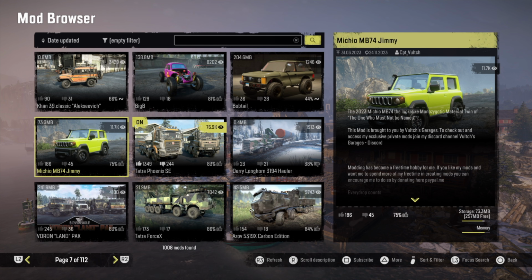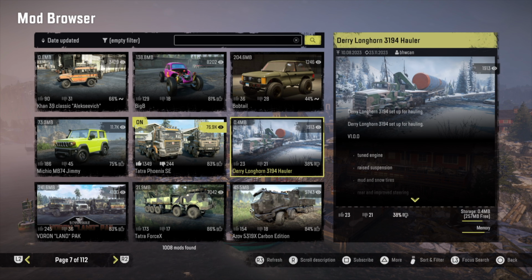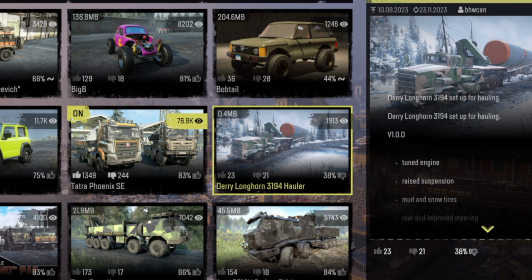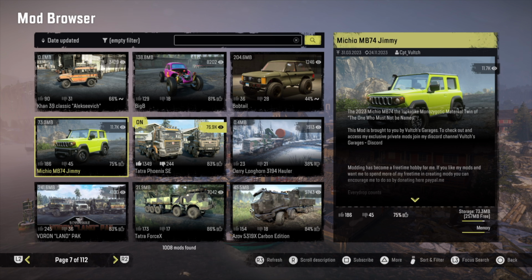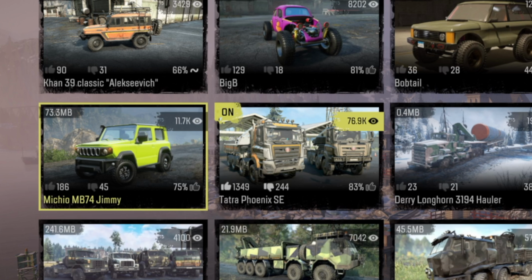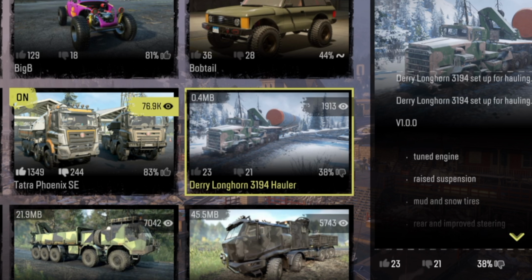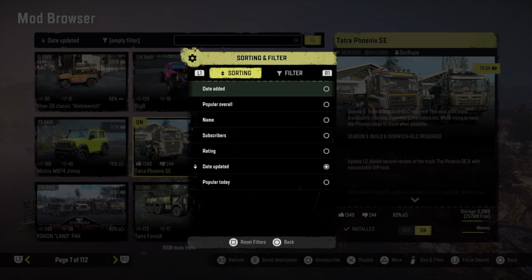Now, it's important to understand the difference between a full mod and a mod that exists in the game. So let's look at this Dairy Longhorn hauler here. This truck exists in the game, so if you are going to get a mod for this truck, the file size is going to be significantly less compared to a full modded truck. And what do I mean by a full modded truck? That is a truck that does not exist in the game, like this MB74 Jimmy. You can see that the file size is 73 megabytes, and for a truck that already exists in the game, it's 0.4 megabytes. You need to be sure to watch your file size and be sure you have enough memory.